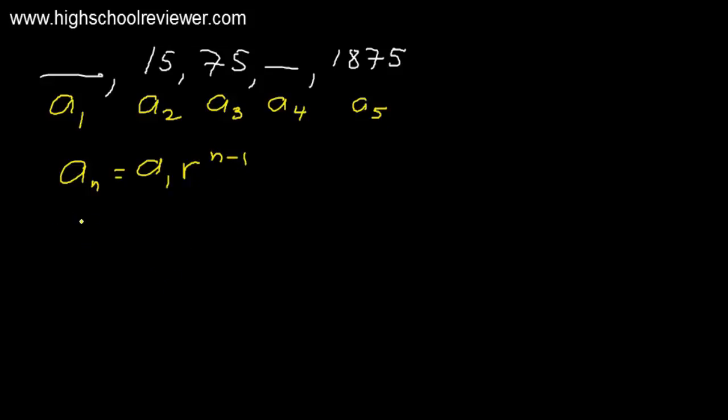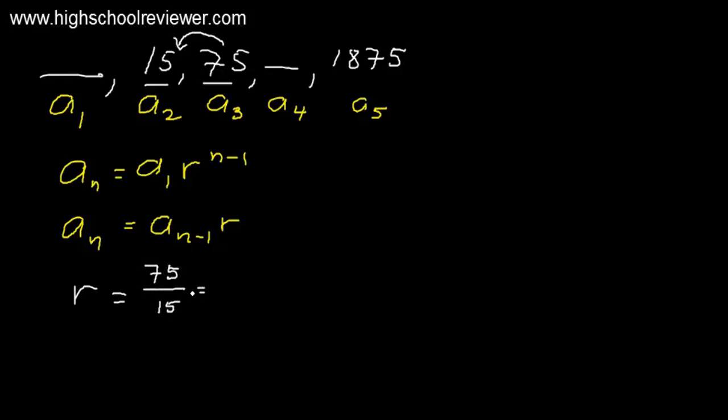Or we can also use the formula a sub n equals a sub n minus 1 multiplied by r. Now on our given, we can find for r, or the common ratio, since we have two consecutive terms. So our r here, this will be the ratio of two consecutive terms. So we will just divide 75 and 15. So our r will be 75 divided by 15. This will give us positive 5. So our r is positive 5.